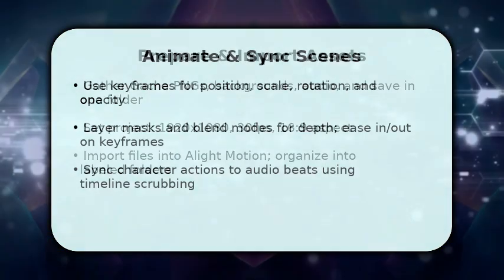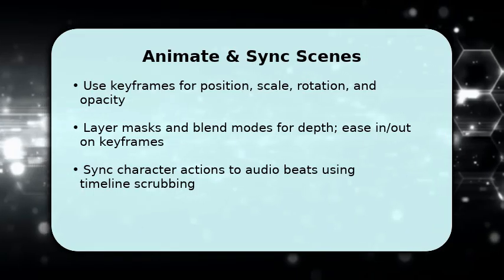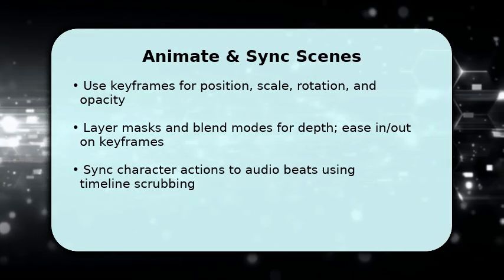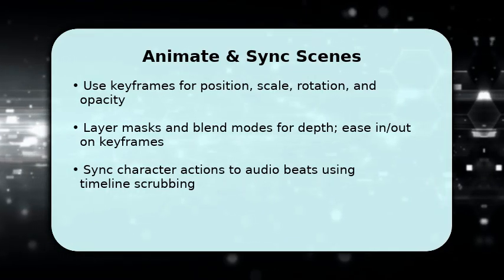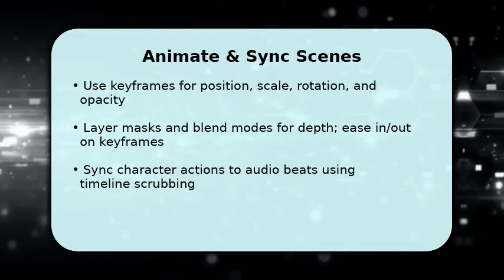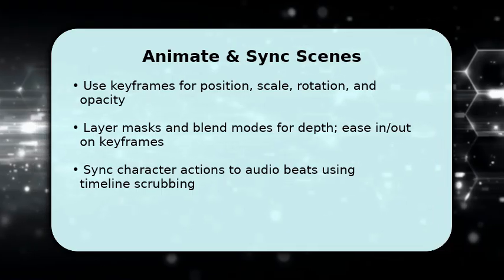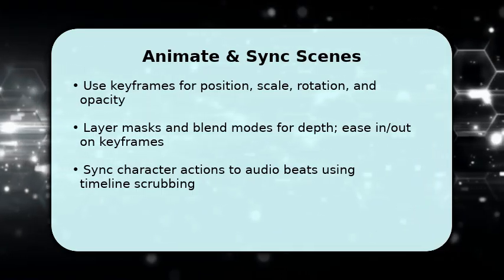Next, animate your characters and scene transitions. You'll add keyframes for position, scale, rotation, and opacity on each character layer. Ease in and out to make motion feel natural. Use masks and blend modes to create foreground and background separation, then parent props to characters for consistent movement.